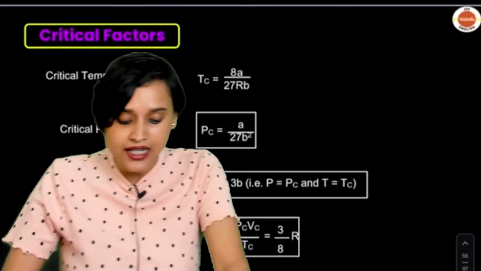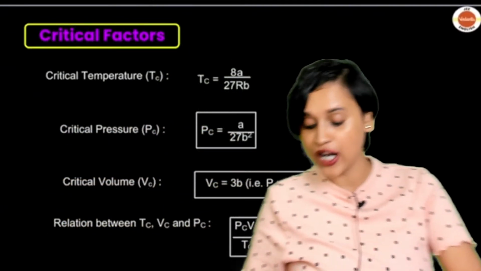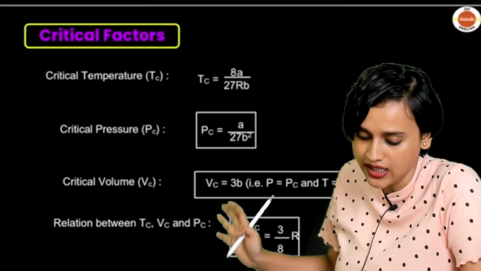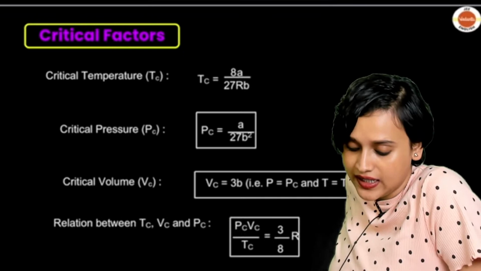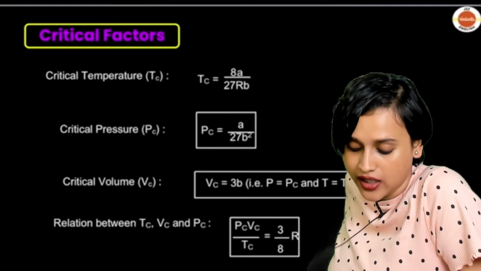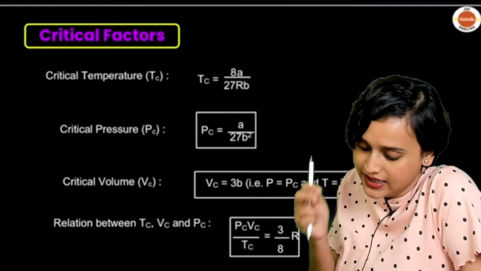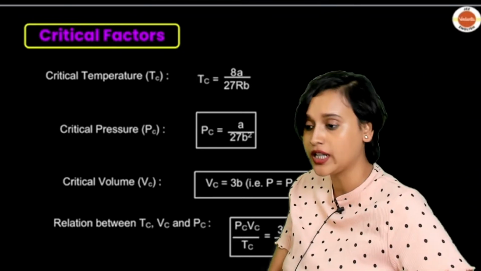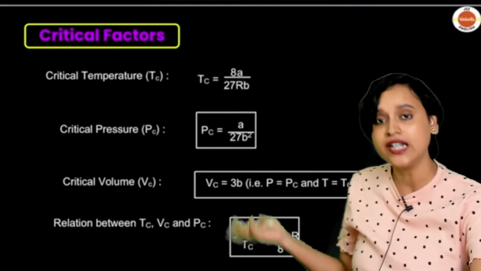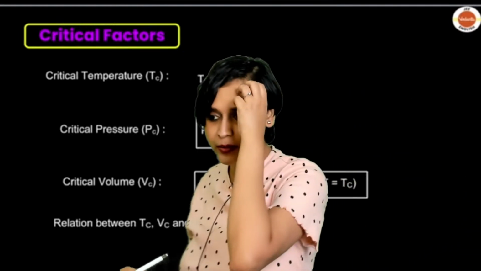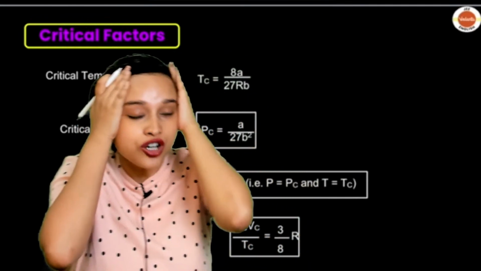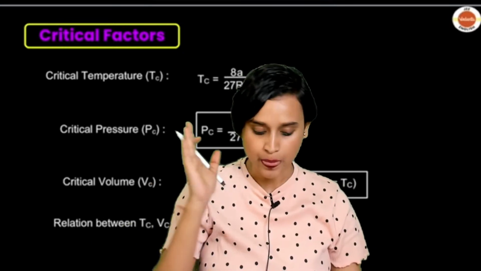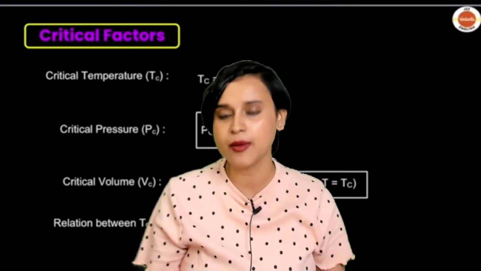Got it? Now, there are some critical factors that we have to study, but you can just remember the terms as they are. Critical temperature TC is equal to 8A by 27RB. Critical pressure is this. Critical volume is this. And the relation between critical temperature, critical volume and critical pressure is this. I'll be giving you the PDF, so just make a note of this. We don't have to go through the derivations. Just remember the values.